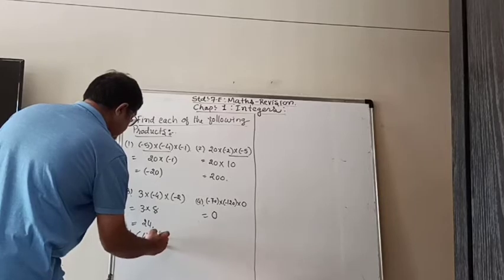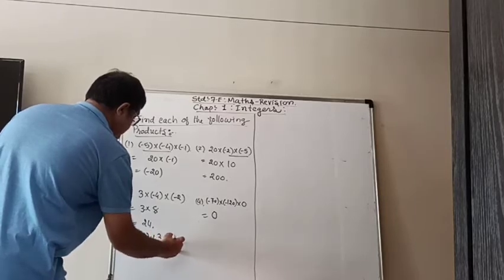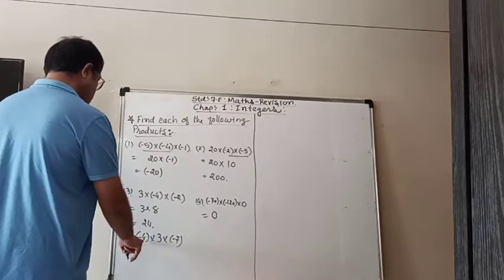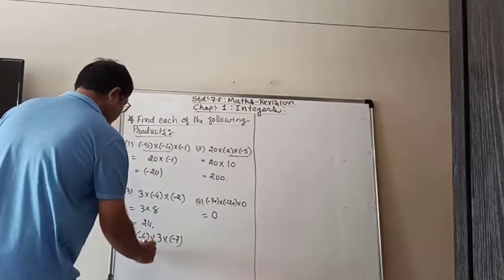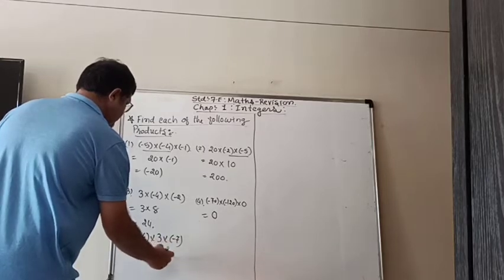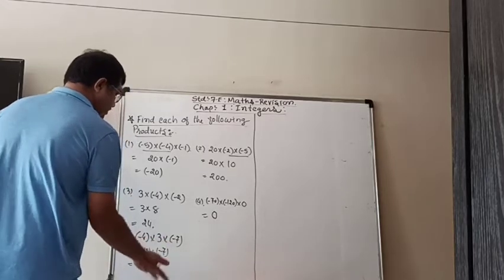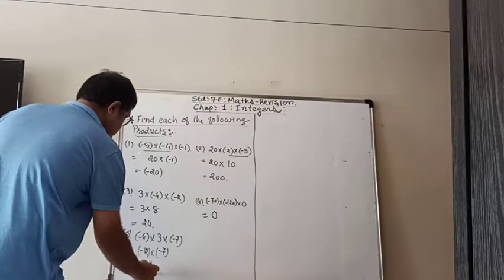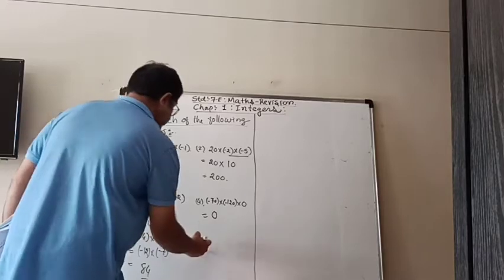Minus 4 multiplied by 3 multiplied by minus 7. So minus 4 3s are minus 12 multiplied by minus 7. Now negative negative becomes positive. 12 7s are 84. So answer is 84.